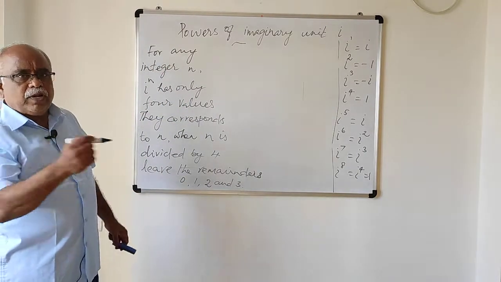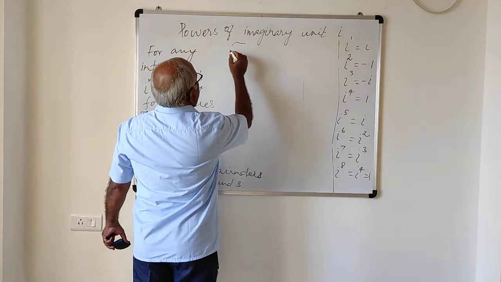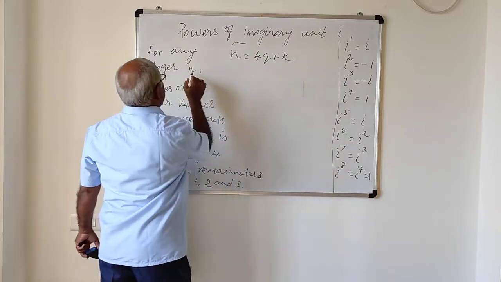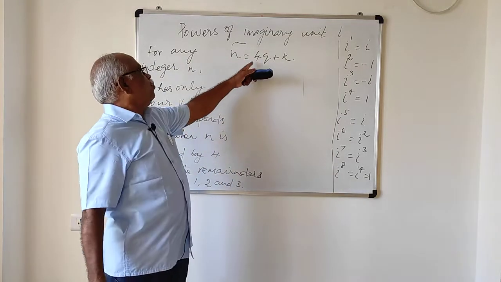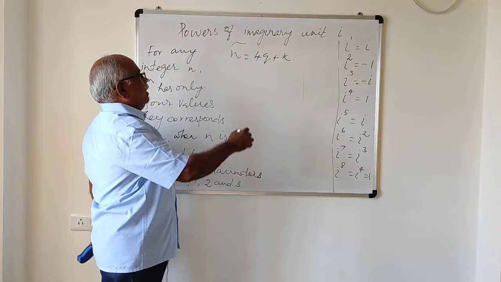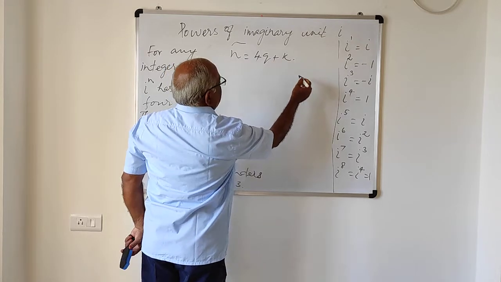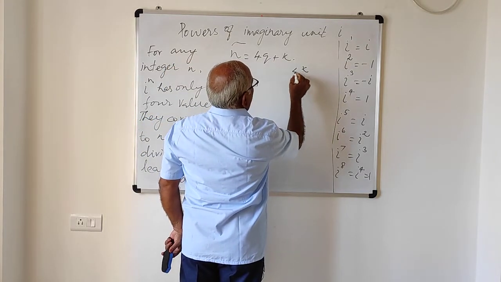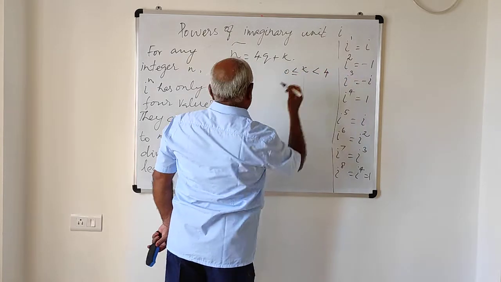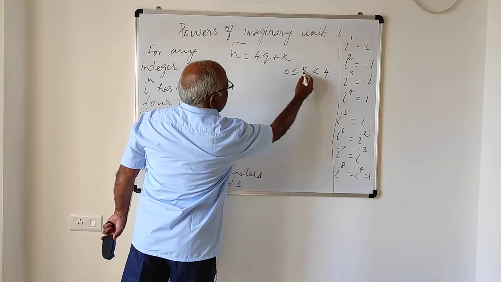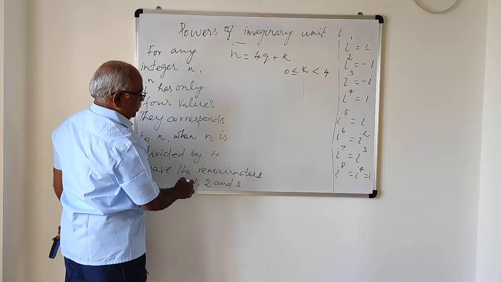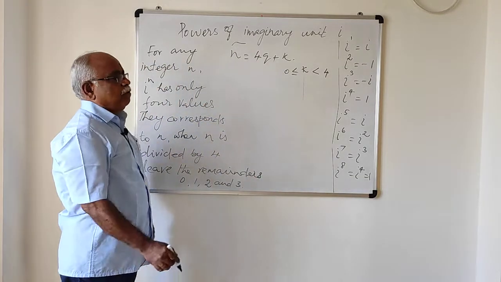From this, I came to a conclusion that the integer n is 4q plus k. The n is defined by 4q plus k, that is 4 multiples of the integer q plus the remainder k. This k has a value greater than or equal to 0 and less than 4, because the remainder k can be 0, 1, 2 or 3, which is less than 4. That's why the remainder remains.